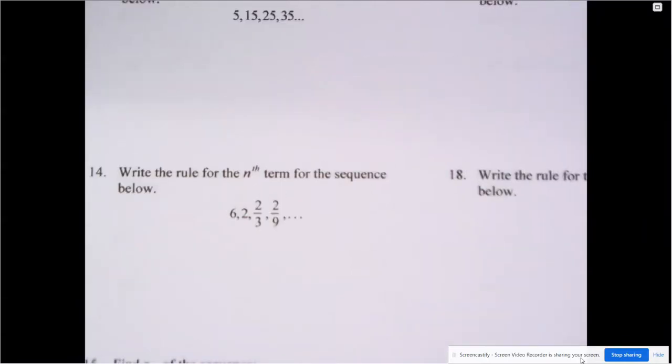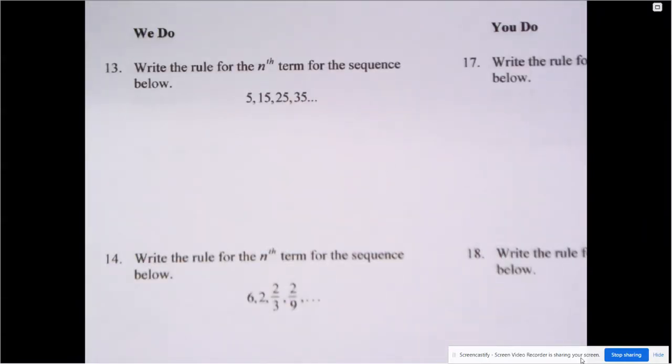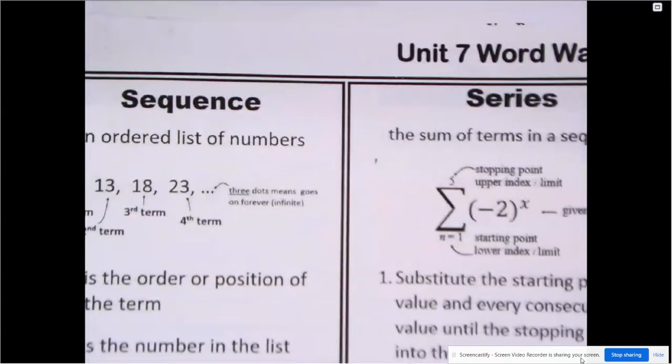All right, so let's continue. Now that you've given the others a try, here we go. Number 13 says, write the rule for the nth term of a sequence below. Now, we haven't seen sequences in a while, so this is definitely the Unit 7 word wall.